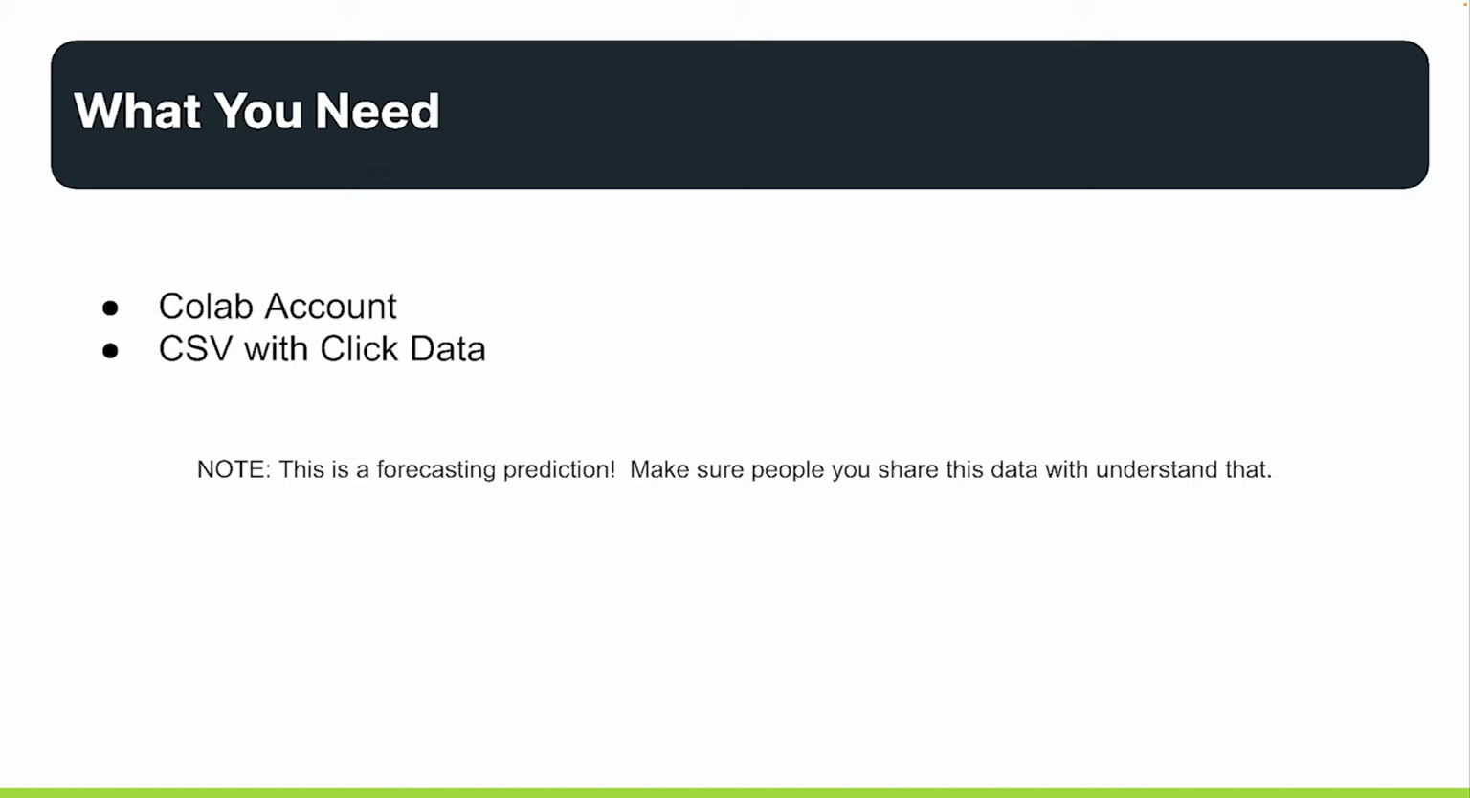Now, this is very important. This is a forecasting prediction. So make sure the people you're sharing it with understand that. This is not something we can promise. This is just running a simple model to help us understand what may be possible based on past data. All right, so let's jump over to Google Colab and we'll get going.